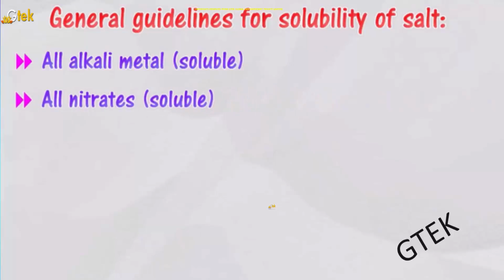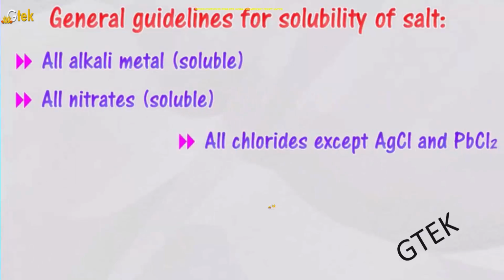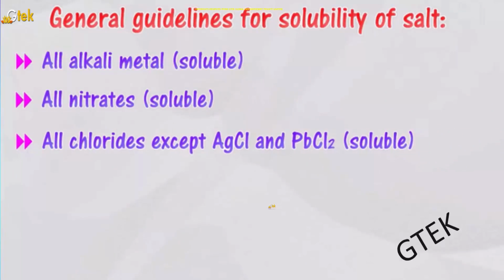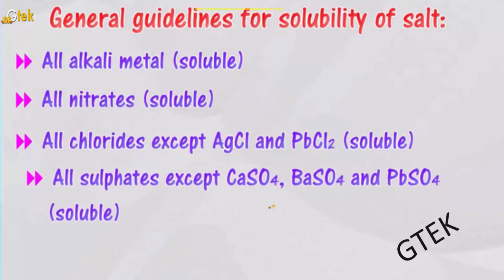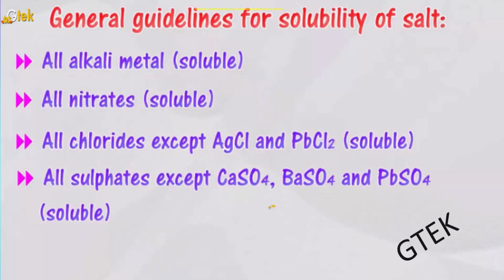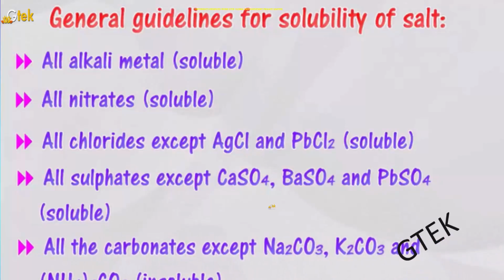With all alkali metals it is soluble, with all nitrates it is soluble, with all chlorides except the two it is soluble, all sulfates except these three are soluble, and if we talk about insolubility, all the carbonates except the specified are insoluble.